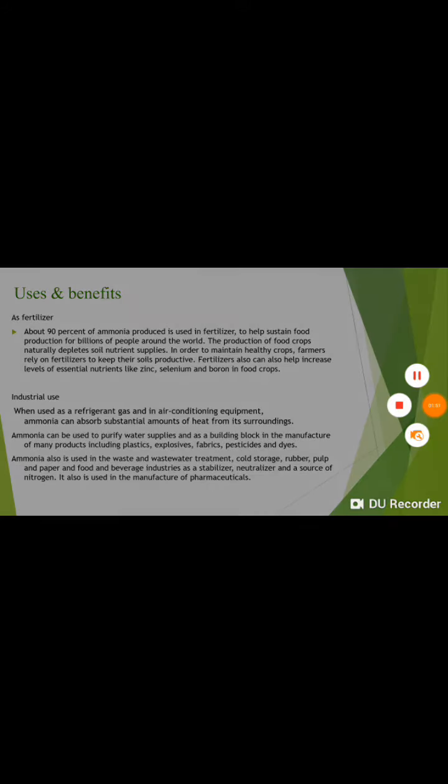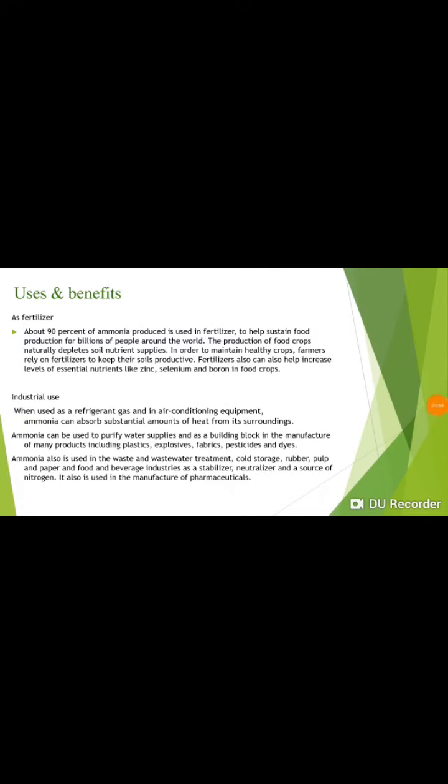Uses and benefits. Ammonia as a fertilizer. About 90% of ammonia produced is used in fertilizer to help sustain food production for billions of people around the world. The production of food crops naturally depletes soil nutrient supplies. In order to maintain healthy crops, farmers rely on fertilizers to keep their soils productive. Fertilizers can also help increase levels of essential nutrients like zinc, selenium, and boron in food crops.